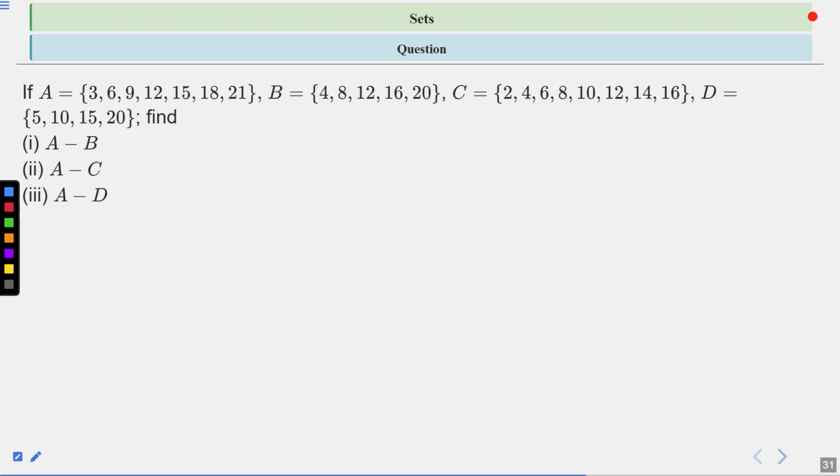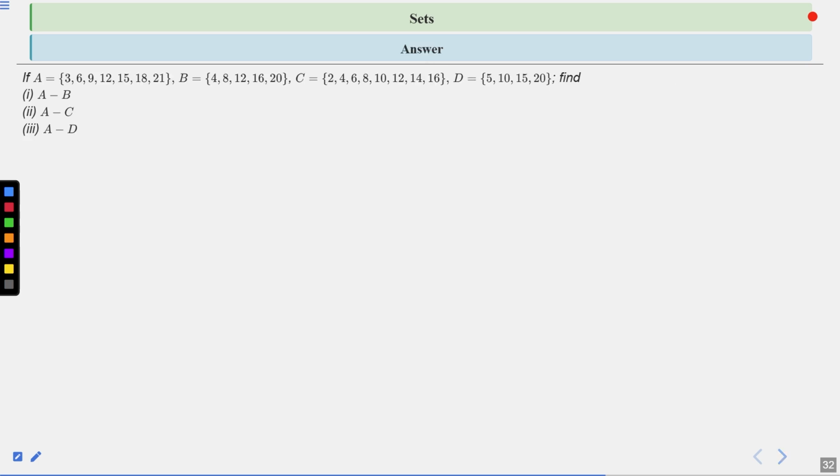This question: A, B, C, D, 4 sets are given to us in roster form. You have to find the differences. So first A minus B, second A minus C and third A minus D. You'll have some seconds to try this problem, then afterwards we will move on to the solution slide. So your time starts now. The time is up.